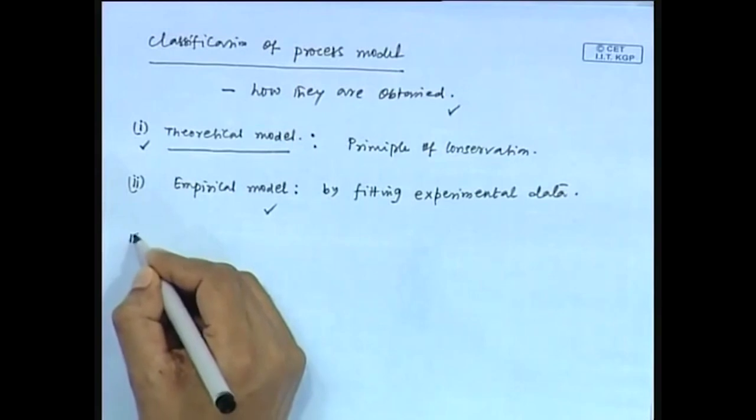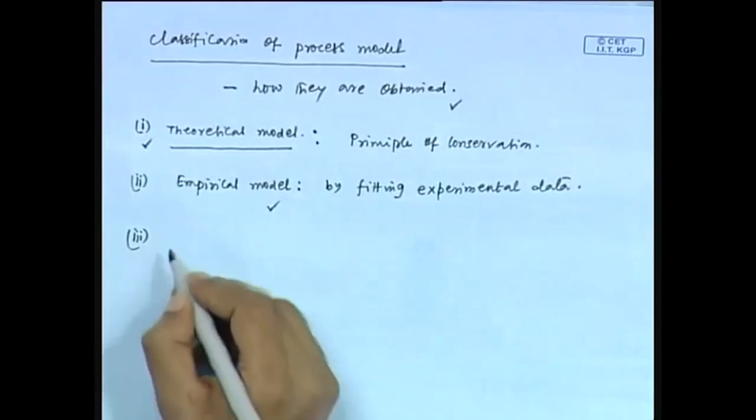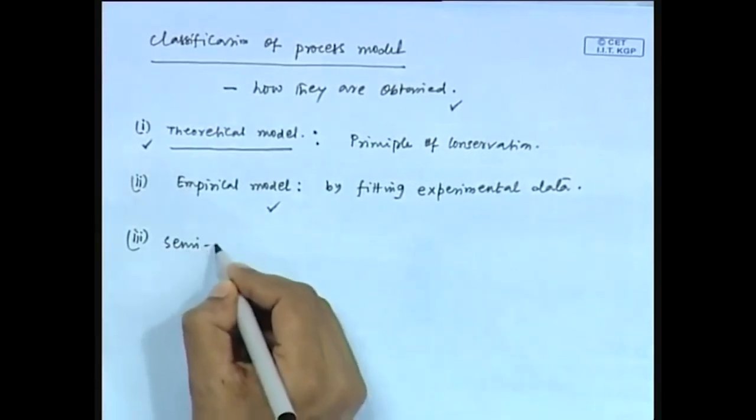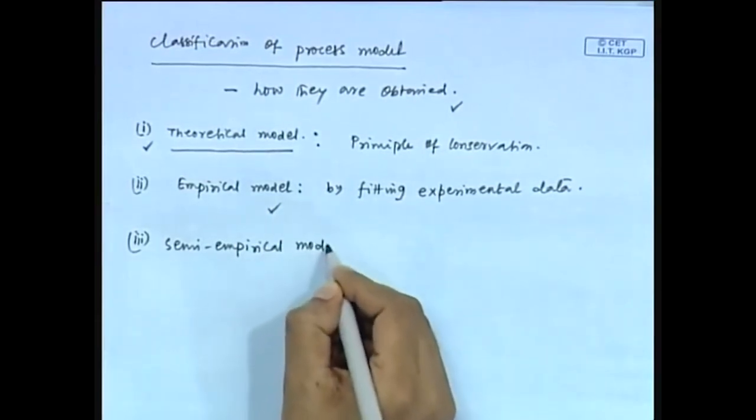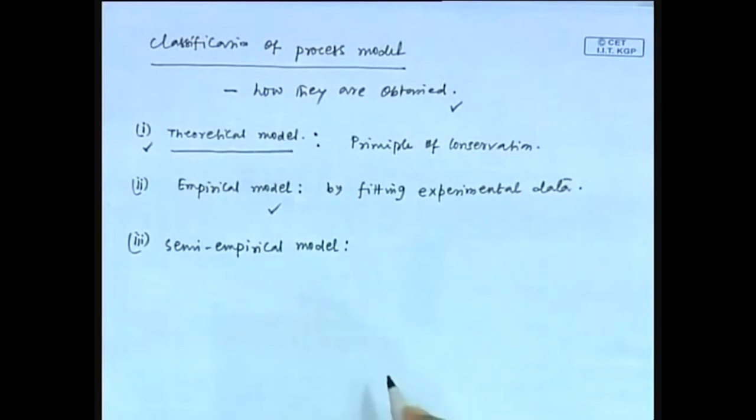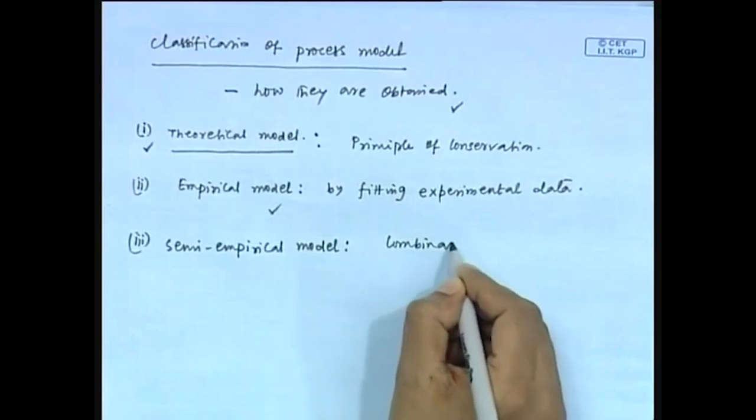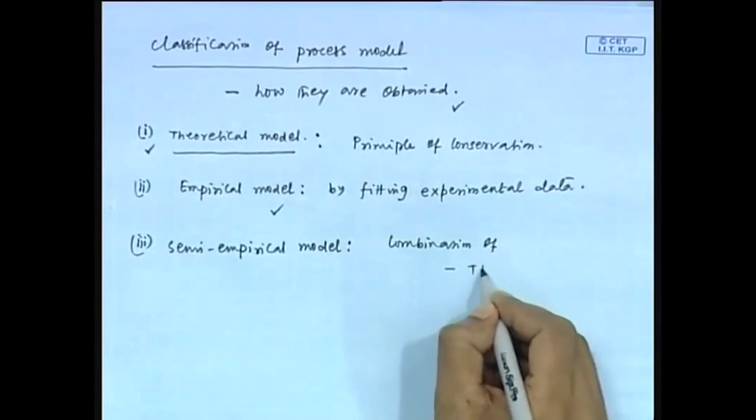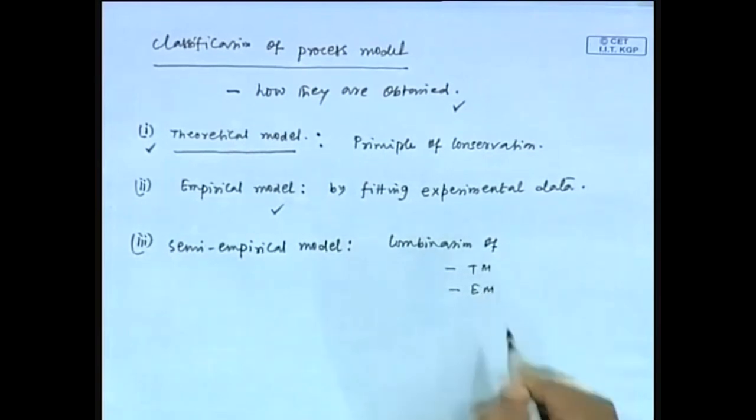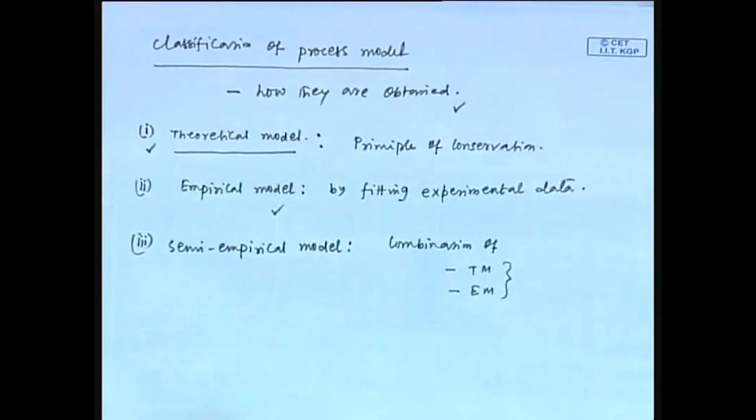And third one is just the combination of these two, theoretical and empirical model, that is called semi-empirical model. Sometimes this is also called hybrid model. Semi-empirical model is the combination of theoretical model and empirical model. Fine. Semi-empirical model is the combination of these two.